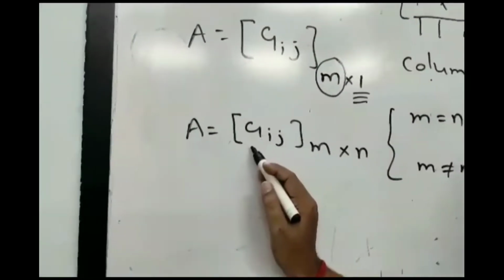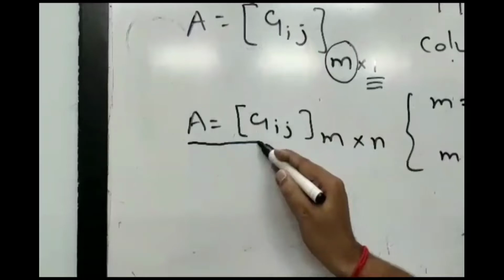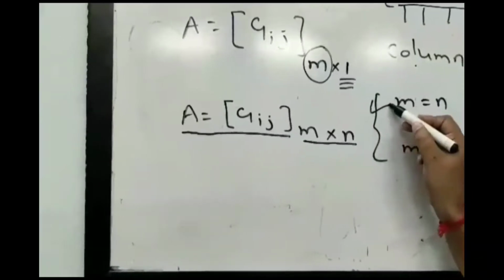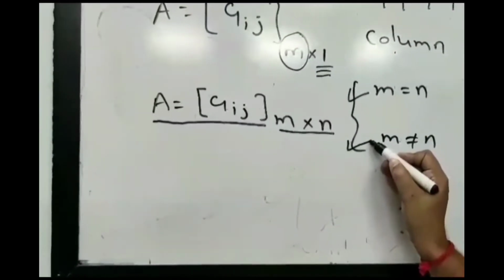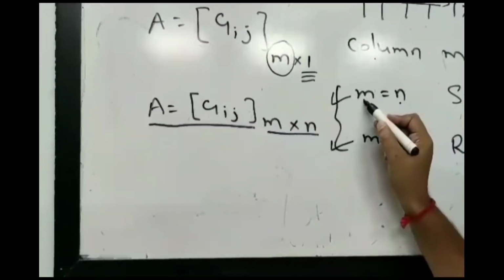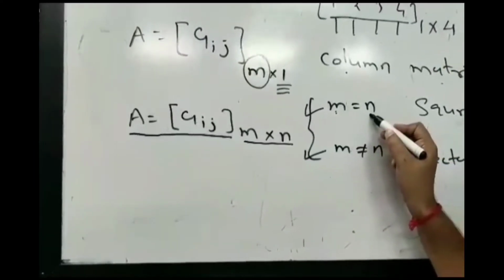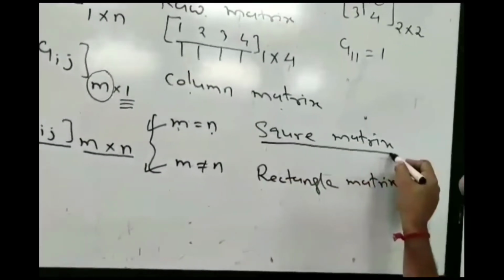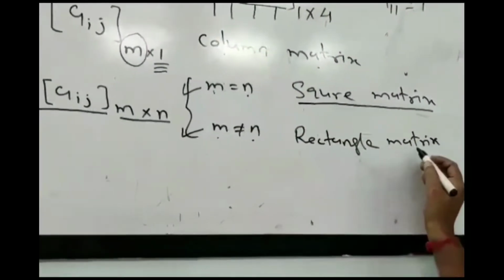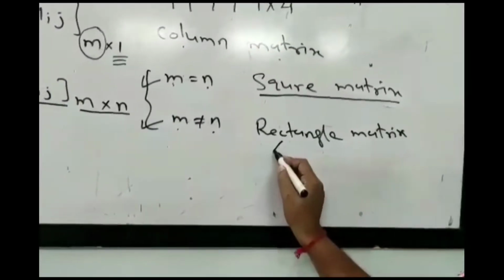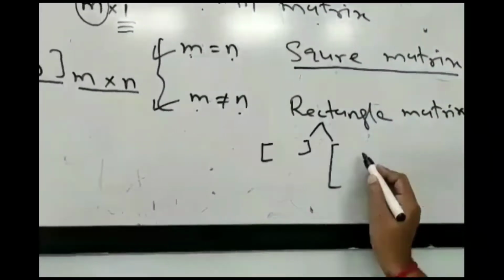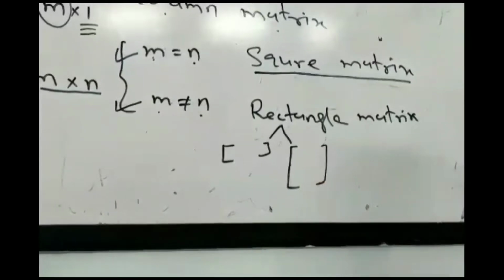Now, the general form of a matrix is A equal to Aij, m cross n. Then there are two possibilities: either m is equal to n or m is not equal to n. Suppose m and n are equal, then the number of rows and columns are equal, and hence it is known as a square matrix. But if m and n are not the same, then it is called a rectangle matrix. There are two possibilities for the rectangle, either horizontal rectangle or vertical rectangle. It depends on m and n.